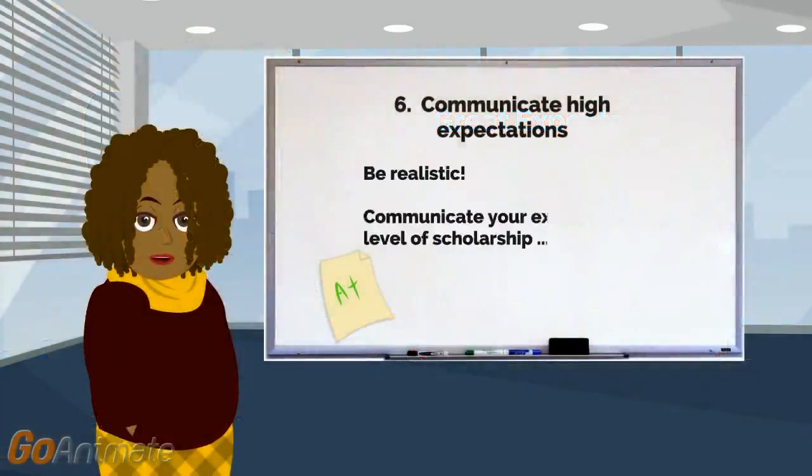Communicate high expectations, but be realistic. For example, don't expect students to read 350 to 500 pages in one night. Do communicate the level of scholarship you expect for discussion posts and papers.